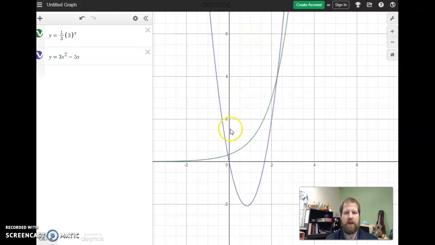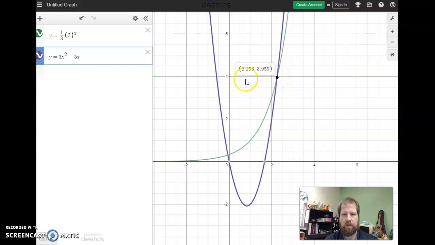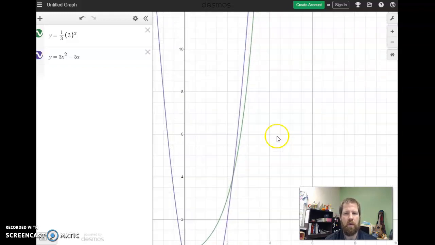So if we're looking at just positive values of x, we could say, okay, well, my exponential starts off a little bit higher, all right, and then at about 4, close to 4 for my y value and 2 1/4 for my x value, the quadratic is going to be doing better. It's going to have a higher value, a higher y.